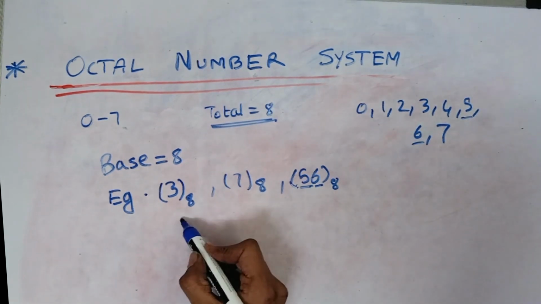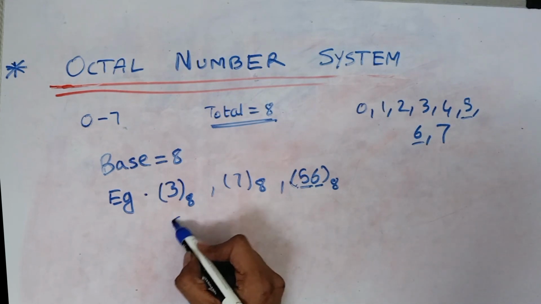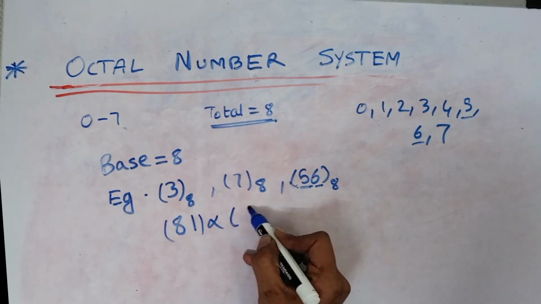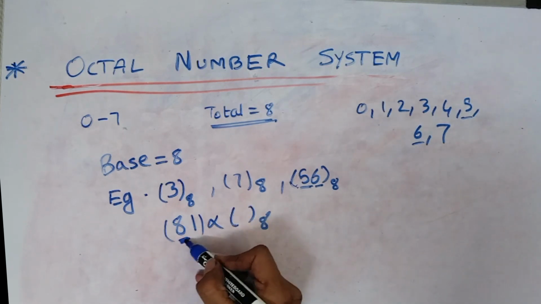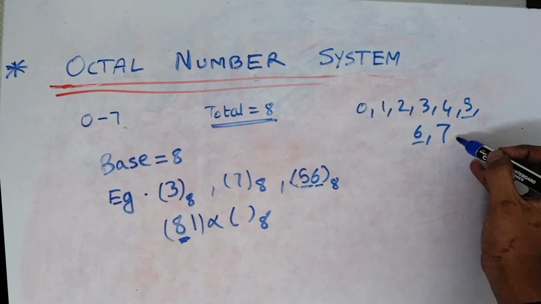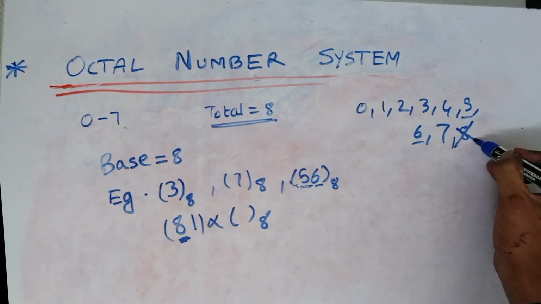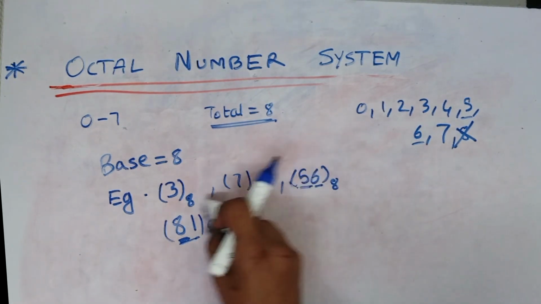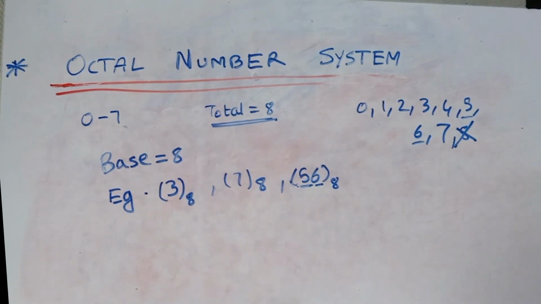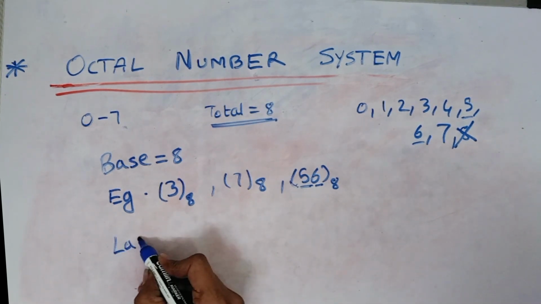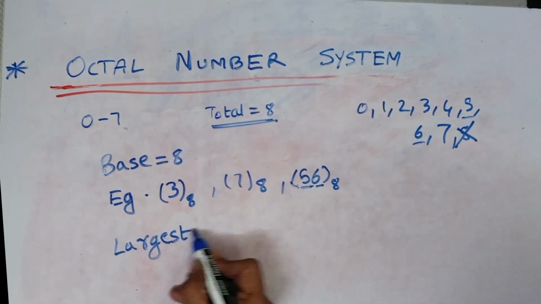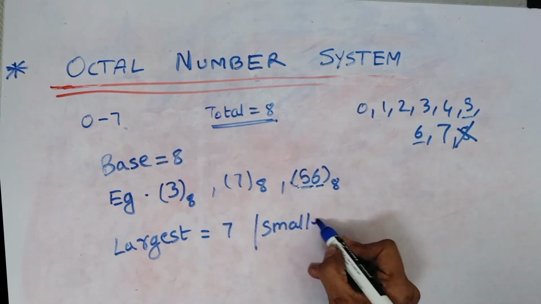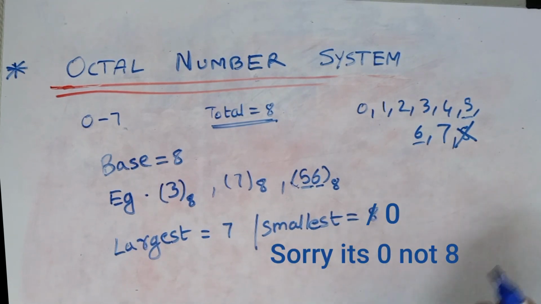Now if I say 81, this is not an octal number. Why? Because it consists of 8, and as I said earlier, 8 is not counted in the octal number system. So this is not an octal number. Please make sure that you don't make a mistake like this. So the largest digit in the octal number system is 7, and the smallest is 0.